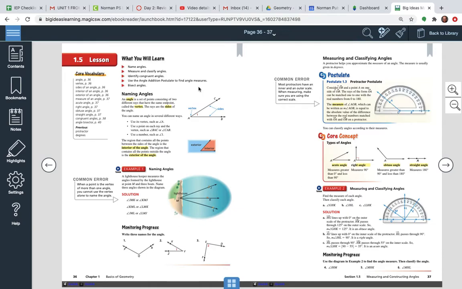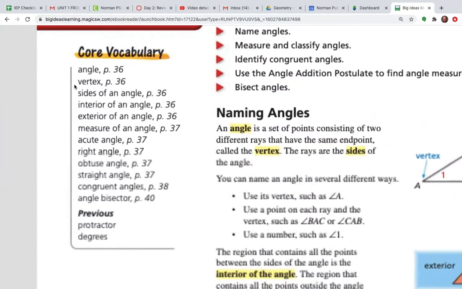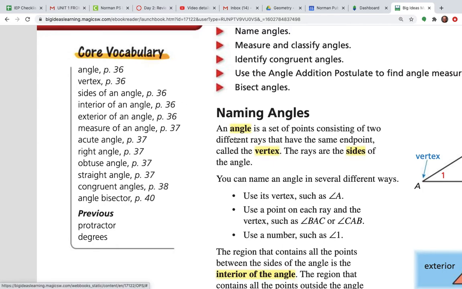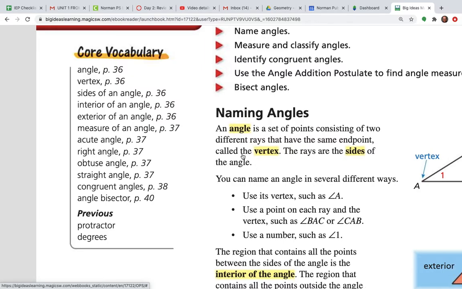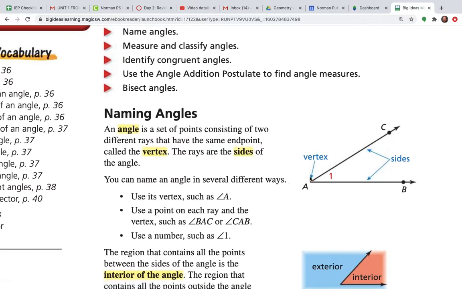So over here, first off, let's talk about the vocab a little bit. An angle is a set of points consisting of two different rays that have the same endpoint. So we're talking about rays. AC is a line segment, but AC could also be a ray in the fact that AC keeps going on forever. So if it stops, we're talking about the segment. If it keeps going, we're talking about the ray. And this space in between is where angle 1 is.